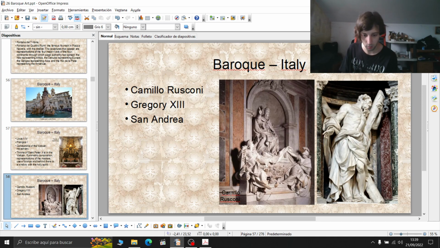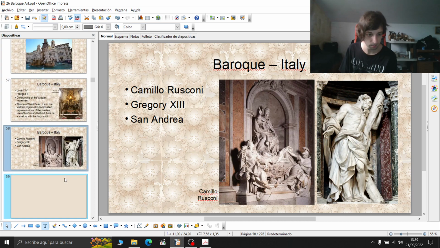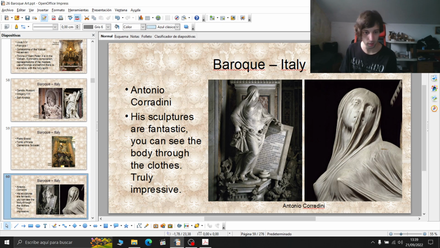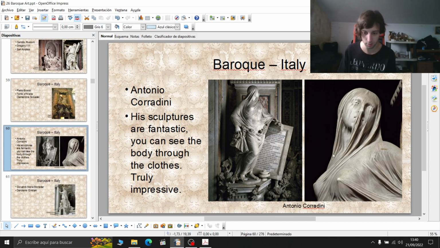Camillo Rusconi with Gregory XIII and San Andrea. Pietro Bracci with Tomb of Maria Clementina Sobieska. Antonio Corradini, his sculptures are fantastic. You can see the body through the clothes. Truly impressive. Just see this, and later I will show more pictures, and it's amazing.